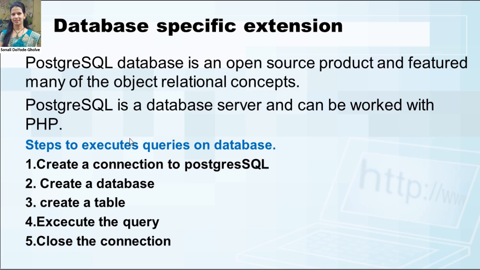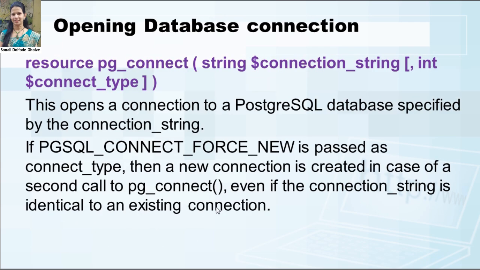Here are the steps taken by PHP to open a database and execute different queries. First, create a connection to PostgreSQL. Then create a database, create a table, execute the query, and close the connection. This is the normal way. We are using these steps to execute the query.